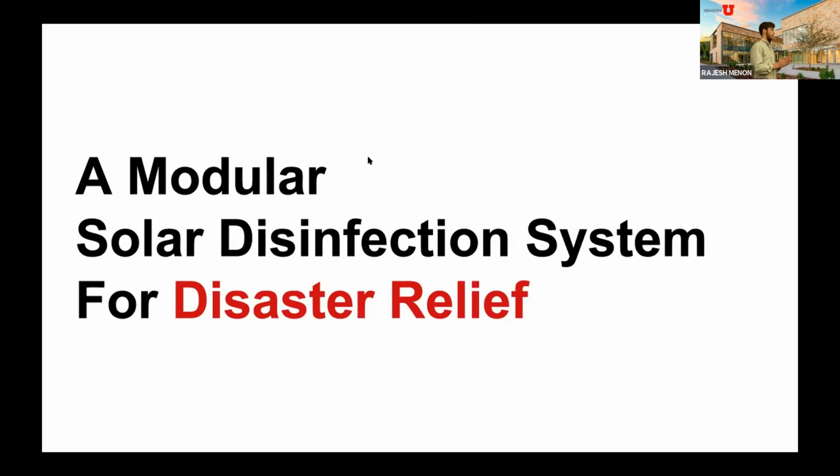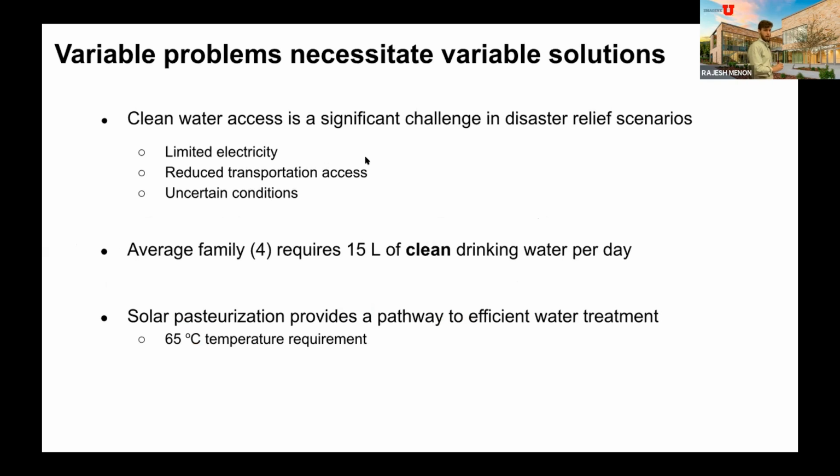Okay. My team was building a modular solar disinfection system for disaster relief scenarios. Yusuf, if you could go to next slide. So when we think about a disaster relief scenario, we see that it's rather a variable problem in the sense that conditions can change rapidly, and thus necessitates a variable solution. When we think about what conditions are going to be there, there's limited electricity, reduced transportation access, and conditions are often uncertain, or we could say variable, in other words.